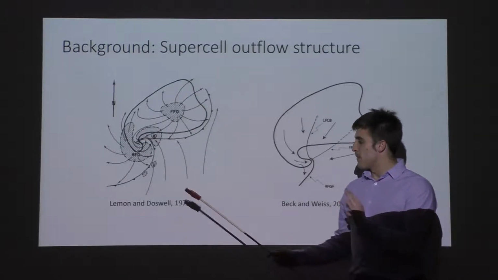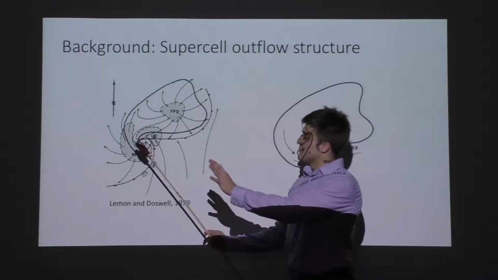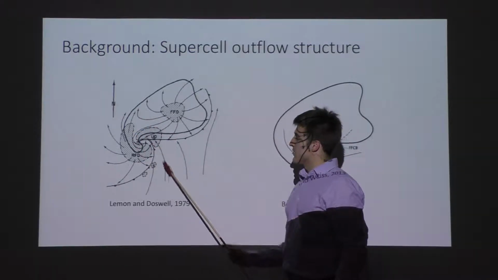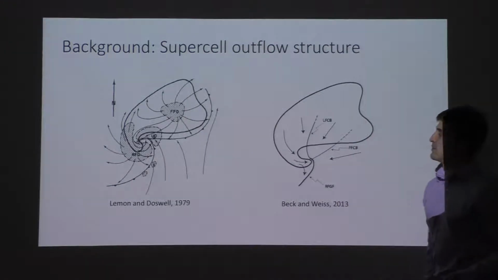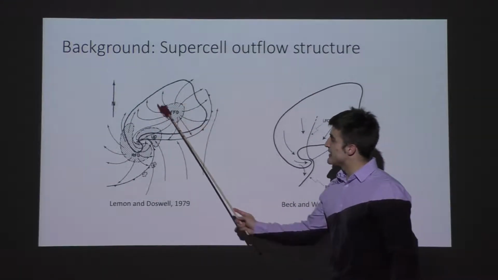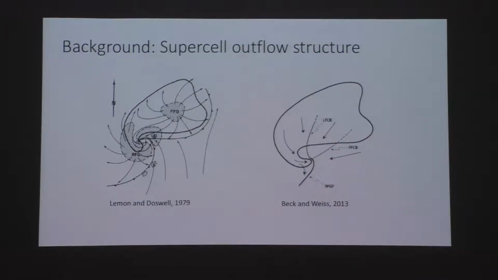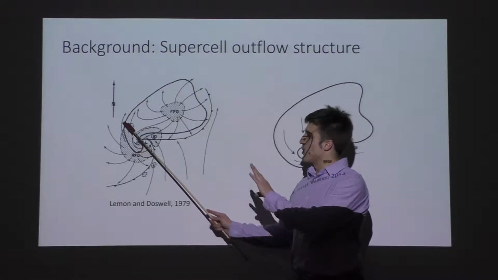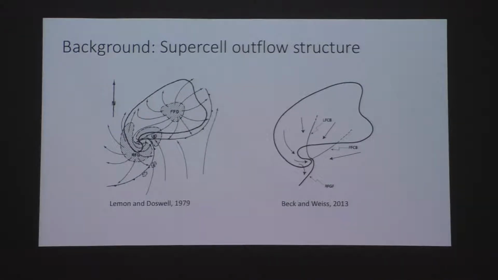On the left, we have the classic Lemon and Doswell conceptual diagram, which shows, again, a cyclonic supercell with the updraft rotating upwards in a cyclonic manner in this region. And then the dominant downstream precipitation region is characterized by a downdraft, which is commonly referred to as the forward flank downdraft. And in the rear of the storm, where the hook echo is, we have another downdraft region known as the rear flank downdraft.